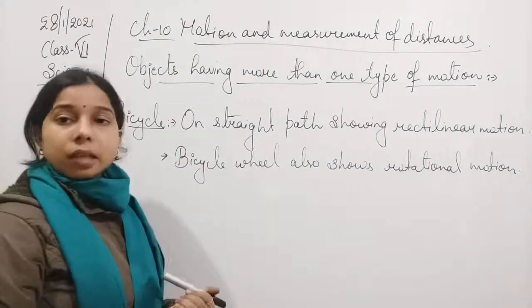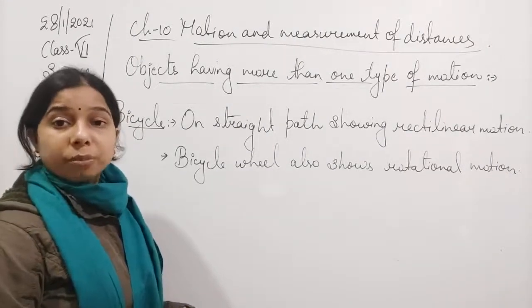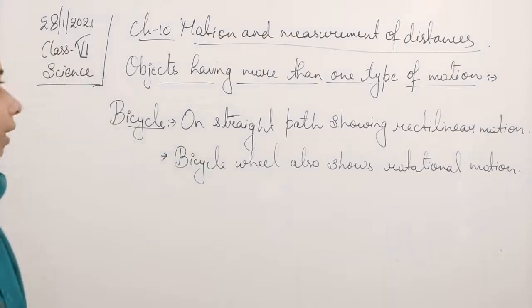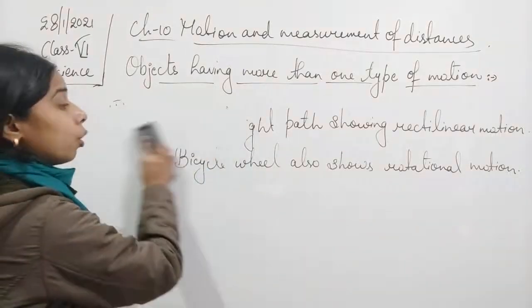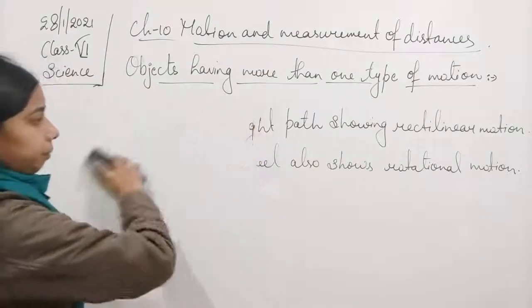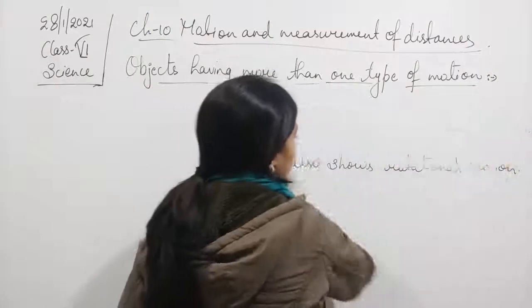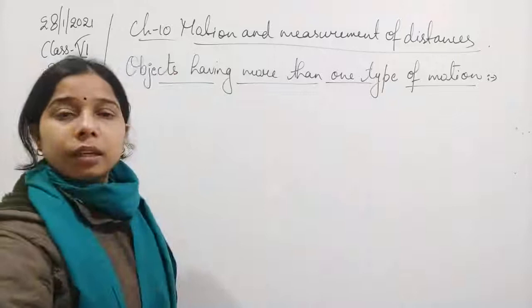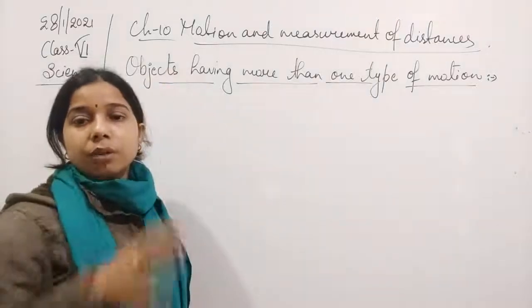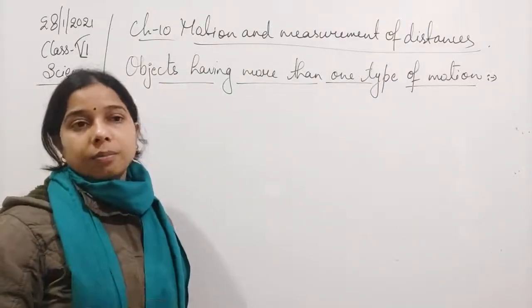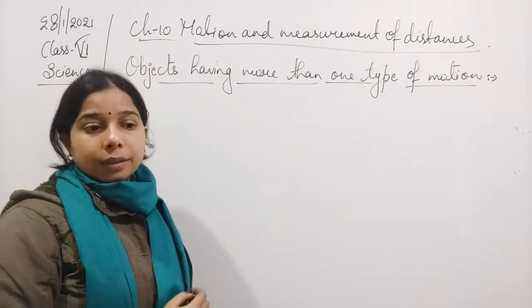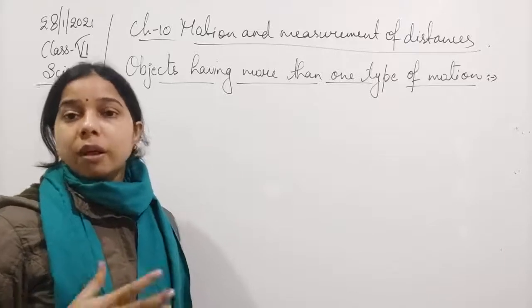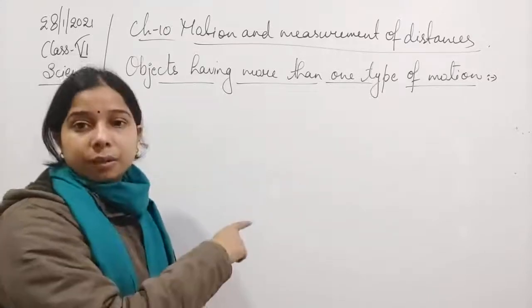Okay, so this is the second example where the object is showing more than one type of motion. The other example that we can take here, students, is a merry-go-round. You have seen this. It is basically a kind of swing, and there the kids or the people enjoy it. It moves in a circle.